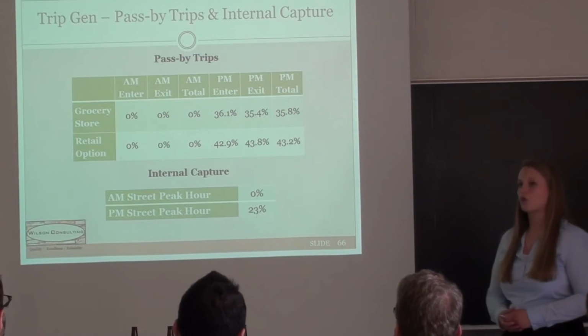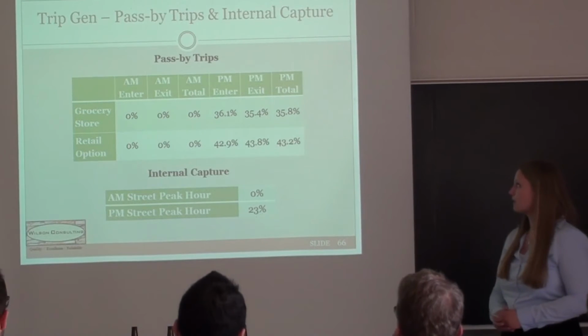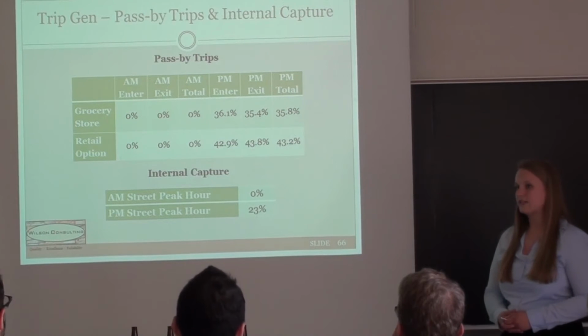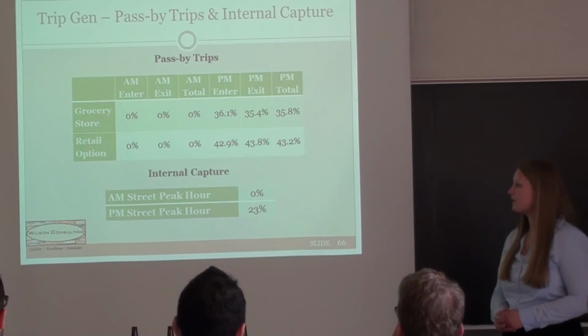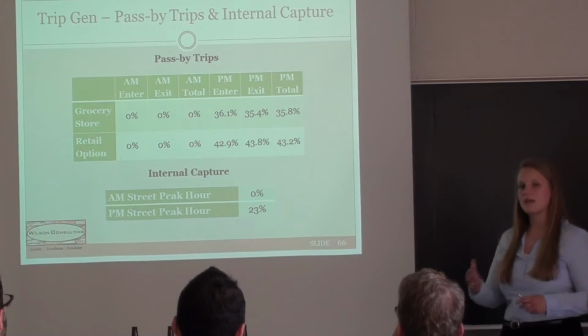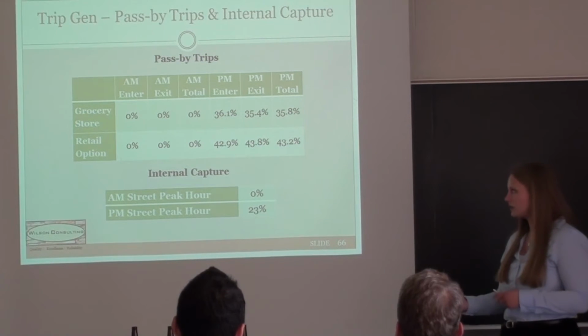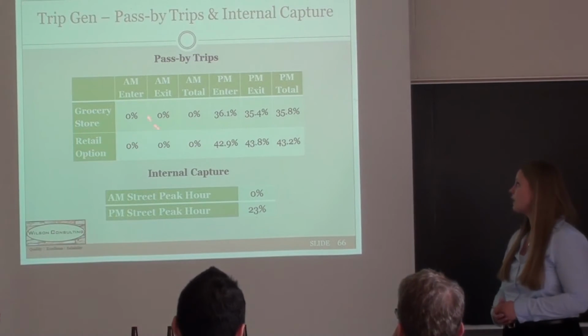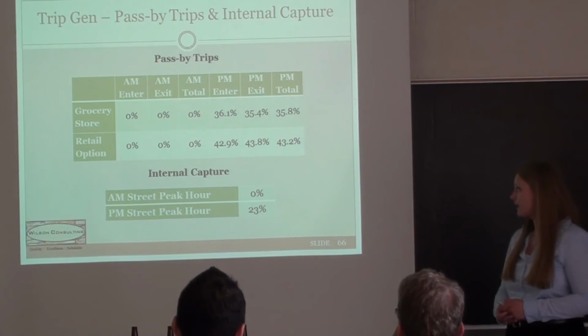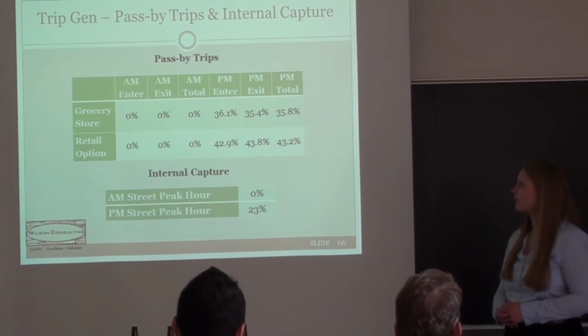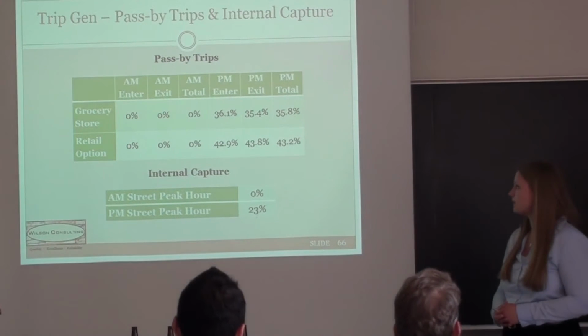Pass-by trips and internal capture were also calculated. Pass-by trips was calculated by the trip generation software as well. There were only 2 establishments on site that were in consideration for pass-by trips, and that was a grocery store and then one of our 6 retail options. And this is just to accommodate for people that might come in, they might stop to grab a coffee, stop to get gas, stop to drop off a movie, do a quick stop such as that, and then continue on to their ultimate destination. So for the AM, it was calculated to have a 0% pass-by trip, and then for the PM, it's approximately 35 to 45% for pass-by trips.